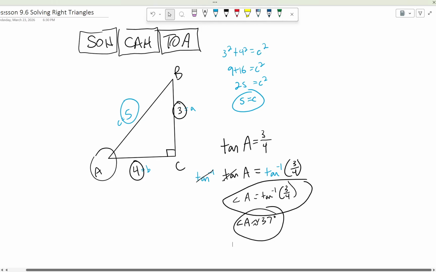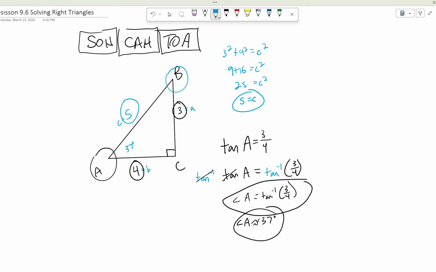Now, wouldn't we be able to just say, well, if this is about 37 degrees, this is going to be the complement, right? So this would have to be 53 degrees. And how do we get that? We take 90 degrees and subtract 37 degrees, and that should give me 53. But also, let's verify.